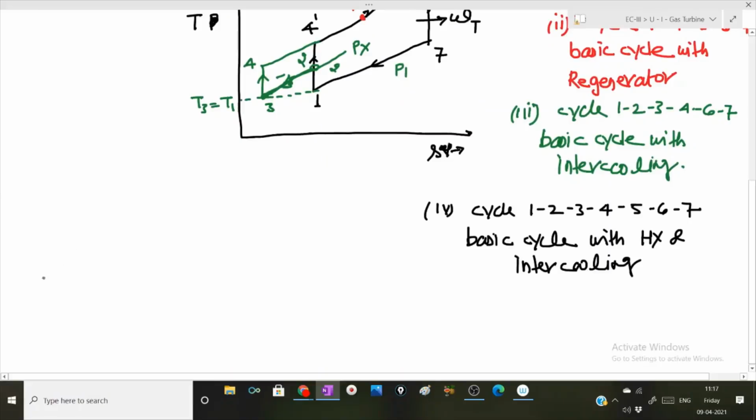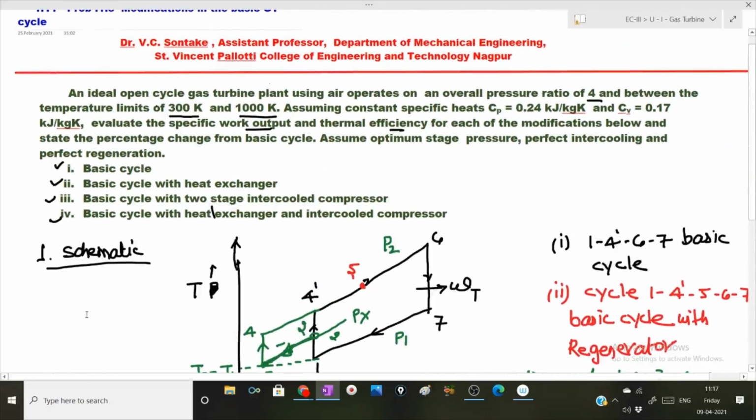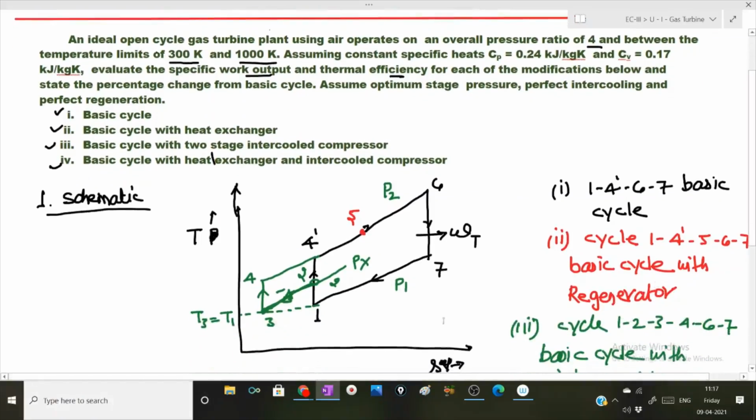Now after drawing the schematic, let us enlist all the given parameters. So in the problem we have been given the overall pressure ratio, that is P2 by P1, and temperature limits. These temperature limits are minimum temperature and maximum temperature. If you observe the basic cycle, T1 is the minimum temperature in the cycle and T6 is the maximum temperature. So these two temperature limits are given. Then Cp and Cv values are given. And apart from this, no other values are given.